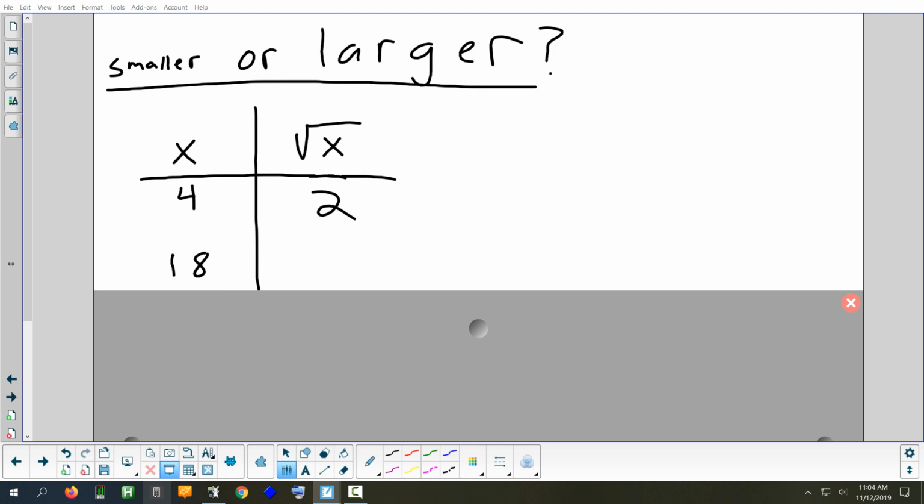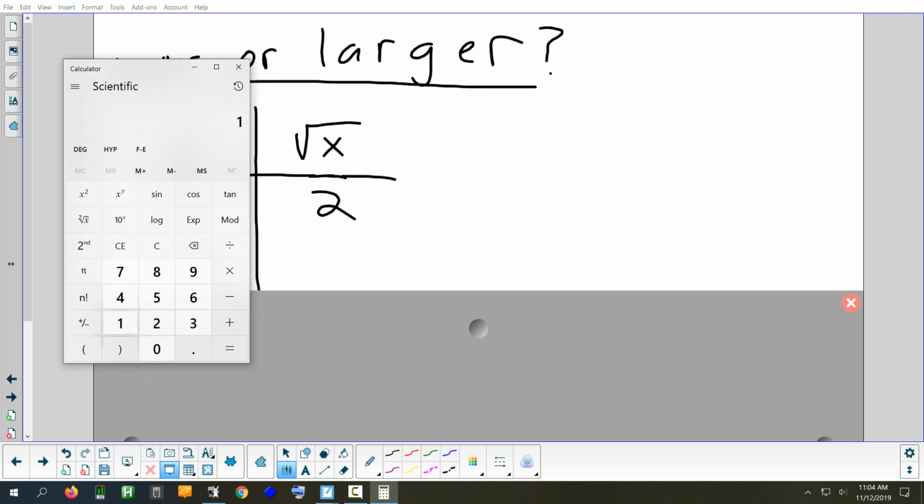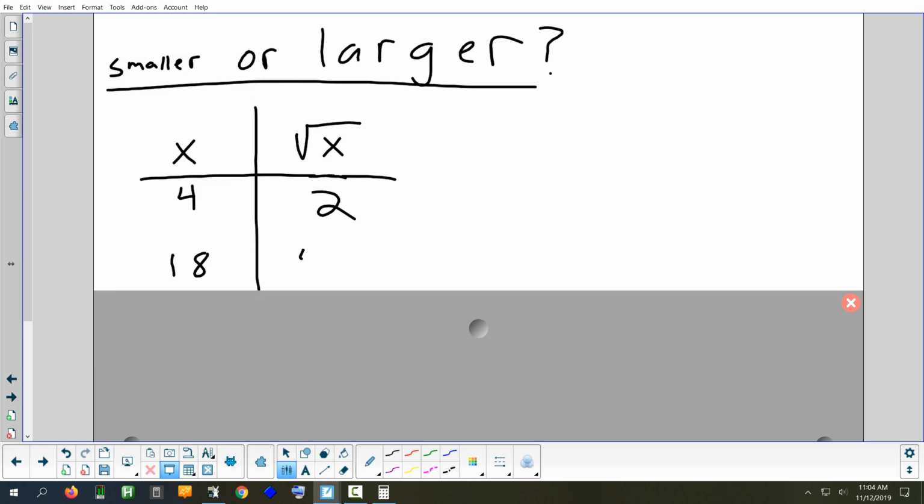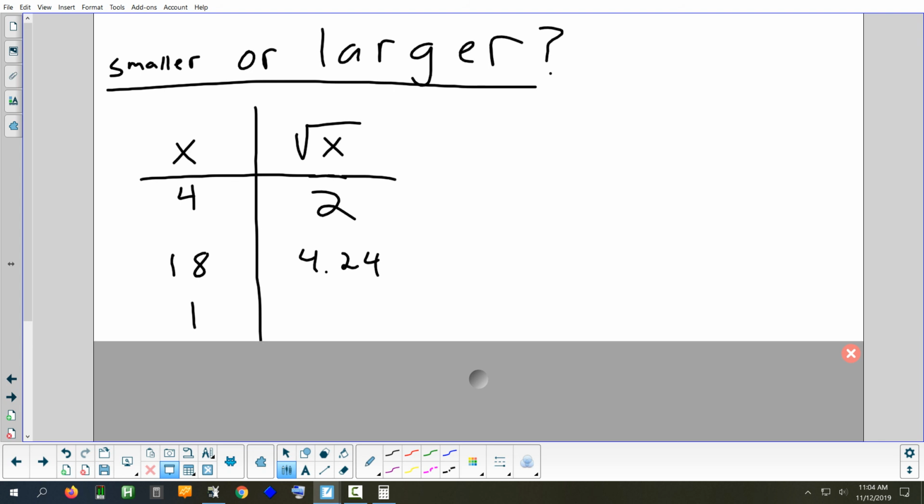Square root of 18. Let's look at that one. Take the square root: 4.24. Eric, did that one get smaller or larger? Smaller. Yeah, it got smaller. Right. Let's look at this one. 1. Jacob, what's the square root of 1? 1. Smaller or larger? Stay the same. It didn't get smaller. So there's an example where you take a square root and it doesn't get smaller.